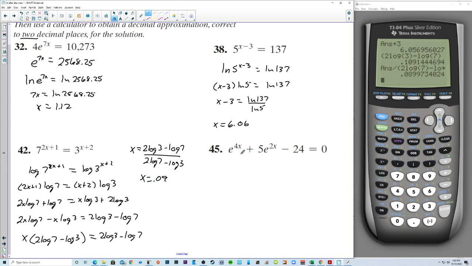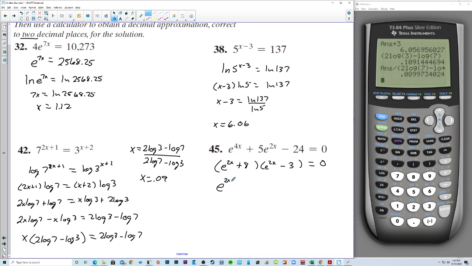Well, let's treat this like, how should we do this? Like we're just going to factor it. And instead of having x's here, we have e's. So this is going to be e to the 2x and e to the 2x. And when we FOIL, e to the 2x times e to the 2x is e to the 4x because you add powers when you multiply. And then factors of negative 24 that add up to 5 are plus 8 and minus 3.